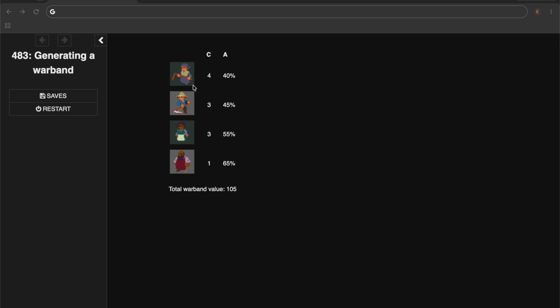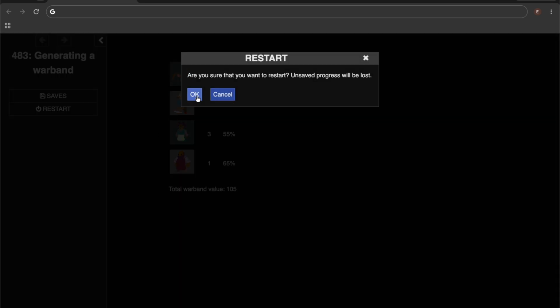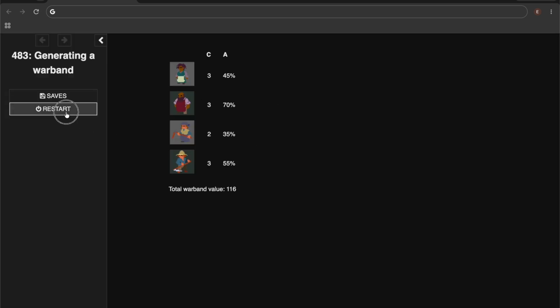And you can see in this example code we have these little pixel art figures, and next to them we have this column headed C and another column headed A and a total value at the bottom. And if we restart, we will get different numbers, but sort of similar numbers. The total will be in the same range and the numbers will tend to be roughly the same. So what's going on here?